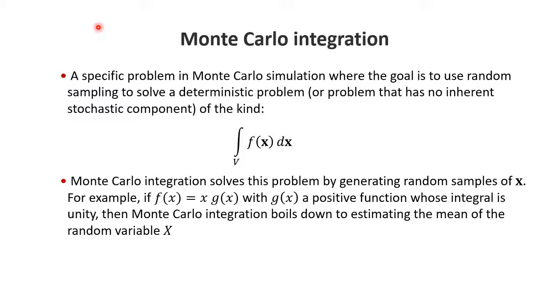So instead of doing a regular cutting up of the space in many cubes or squares and calculating the integral numerically, we just do Monte Carlo simulation over the domain and then calculate this integral. And the way you could see this is as follows: if, for example, this f of x is x g of x, and g of x is a positive function whose integral is unity, then what I basically have is an expectation.